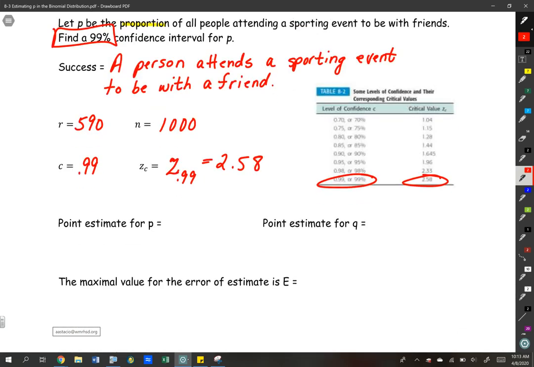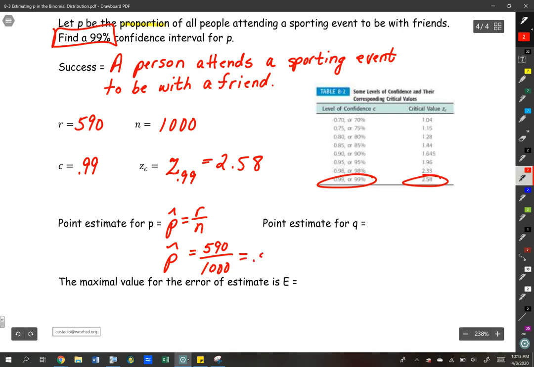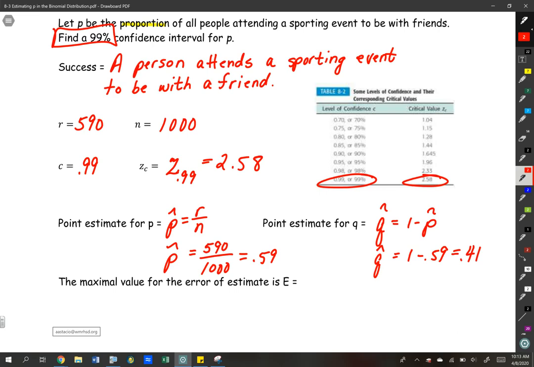The point estimate for p hat is r over n. So we just look at our information we have all filled out above. 590 over 1,000. That gives us 0.59. And q hat is equal to 1 minus p hat. Okay, and we get 0.41.